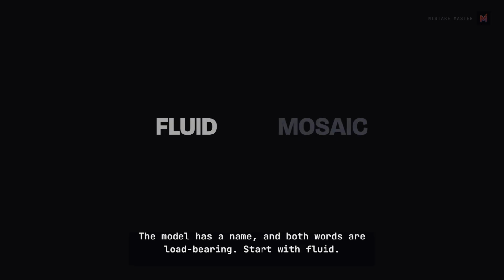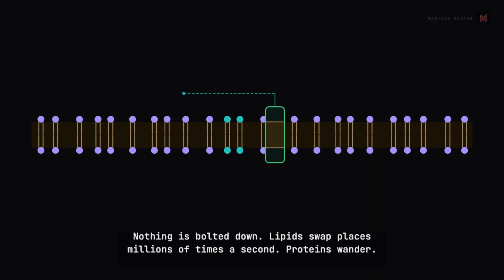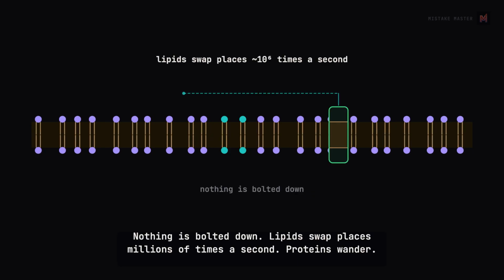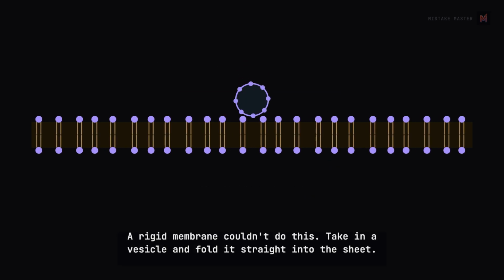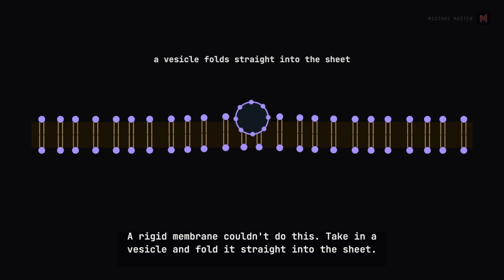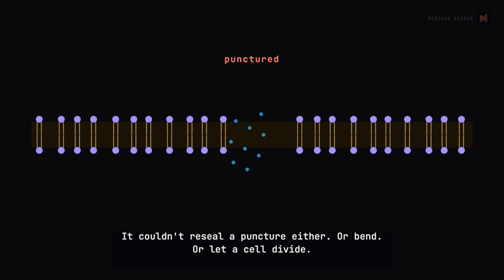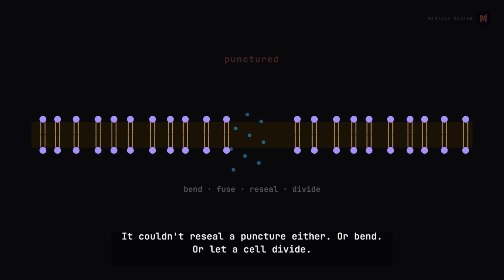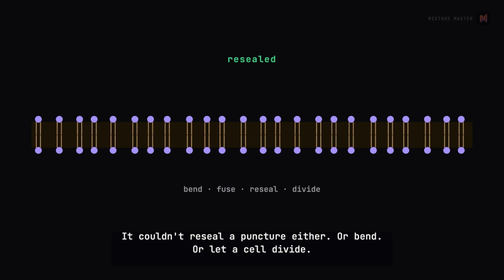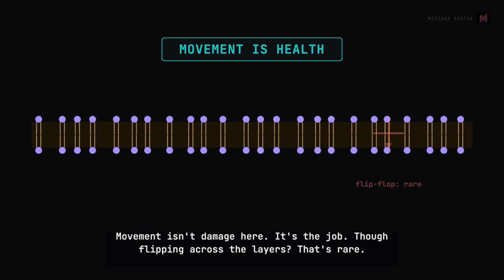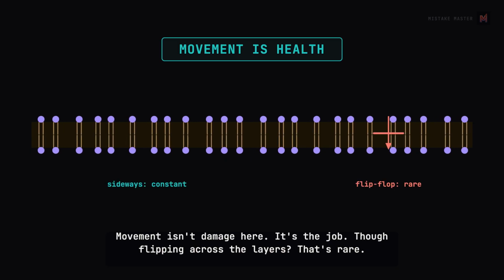The model has a name, and both words are load-bearing. Start with fluid. Nothing is bolted down. Lipids swap places millions of times a second. Proteins wander. A rigid membrane couldn't do this. Take in a vesicle and fold it straight into the sheet. It couldn't reseal a puncture either, or bend, or let a cell divide. Movement isn't damage here, it's the job. Though flipping across the layers, that's rare.